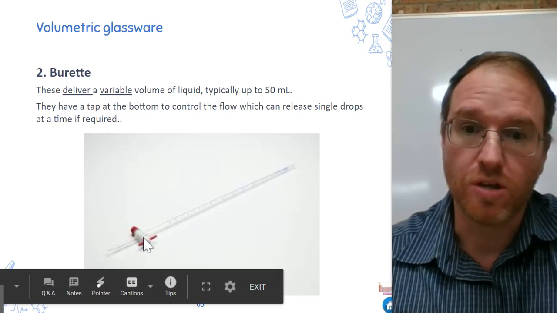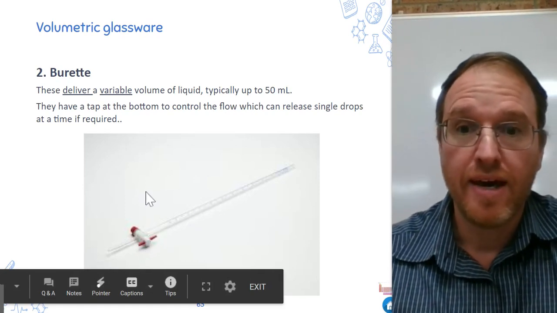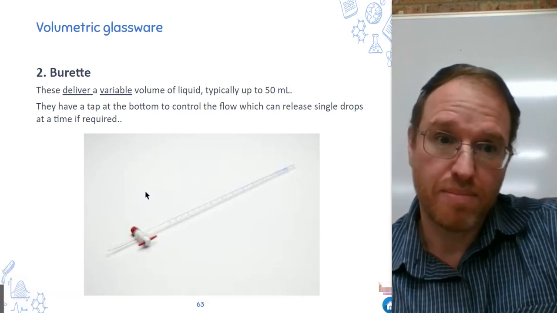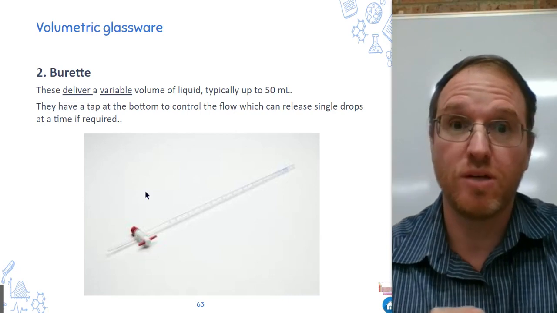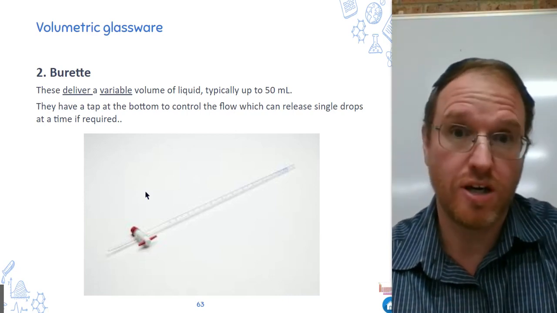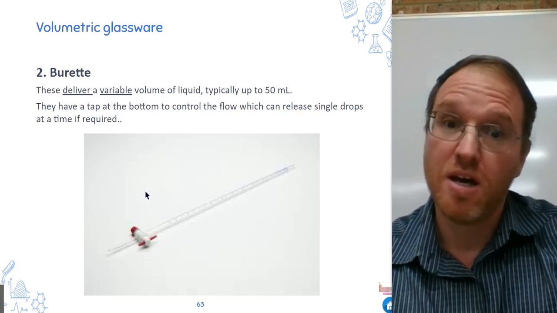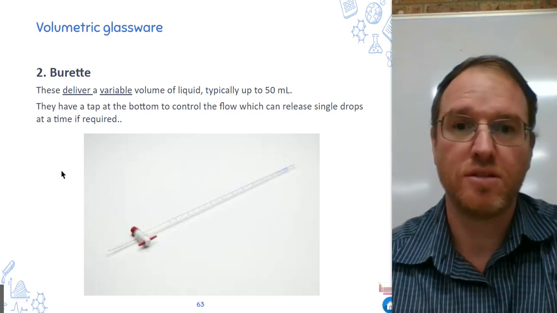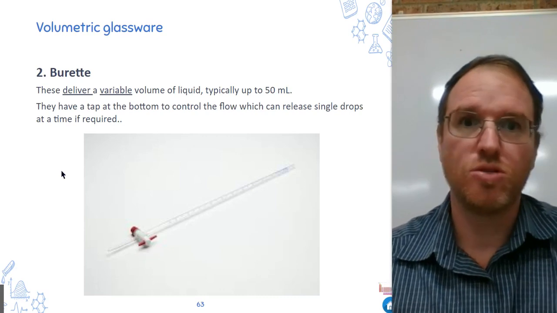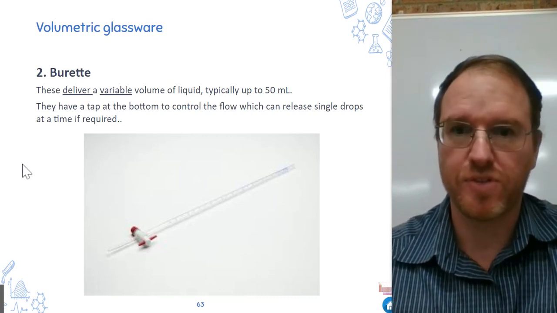Sometimes we call it a stopcock. It's a tap at the bottom, and you can turn that tap and control very precisely and carefully how much liquid is coming out. You can go a drop at a time if you want to. So it can go faster, but it can go a drop at a time, and you can measure a very exact amount of a liquid into a reaction vessel or something. So that's the second one.